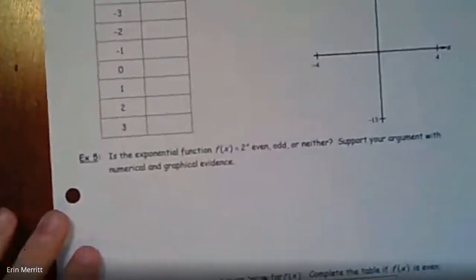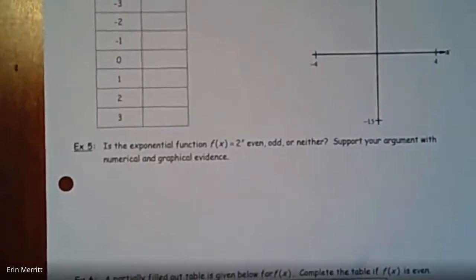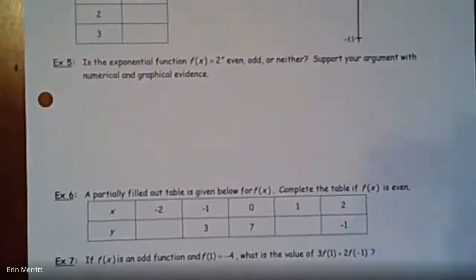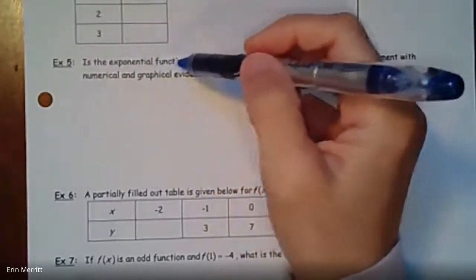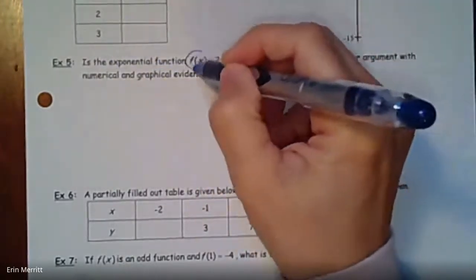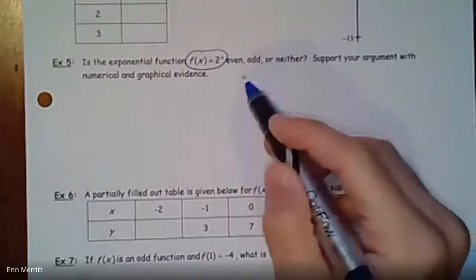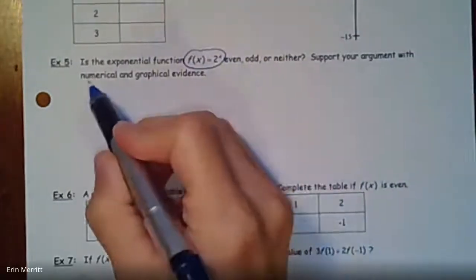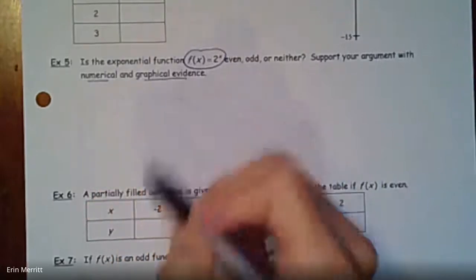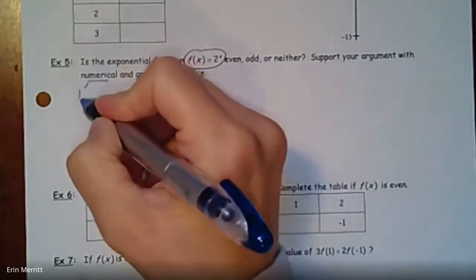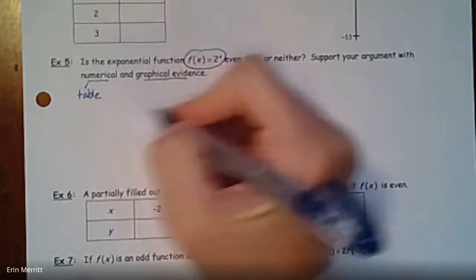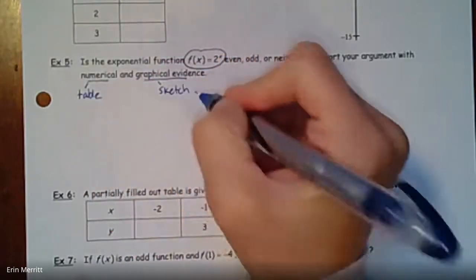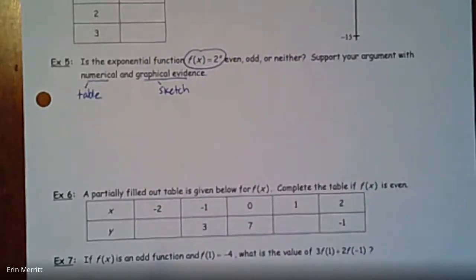So on to the last page here. We're going to skip example 4. And I'd like to look at example 5 here. So it says, is the exponential function f of x equals 2 to the x power even, odd, or neither? Right? Support your argument with either numerical or graphical evidence. So the numerical was like a little table of values. Graphical evidence means that we'd want to actually include like a sketch here and talk about it. So maybe we can do both.